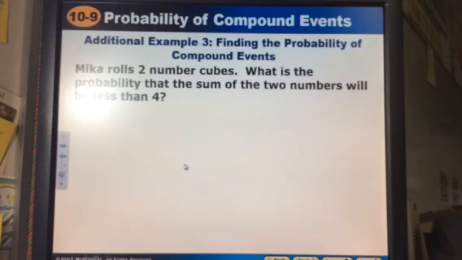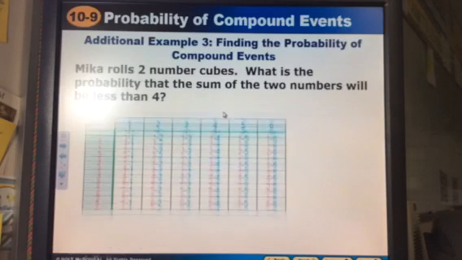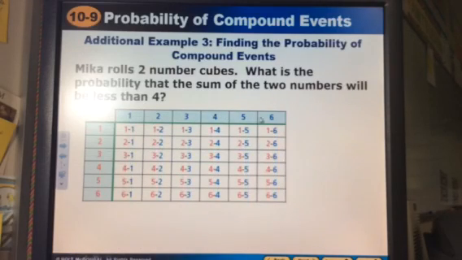We've got Micah rolls 2 number cubes. What's the probability that the sum of the 2 numbers will be less than 4? It doesn't say, but I would use a table here. If you use a table, you can see that we've got 1 through 6 possibilities when you roll the first cube, and 1 through 6 possibilities for the second. And then here's all the outcomes. There's 36 of them. Wait a minute, let me think about this. Yeah, order's important because you have 2 different cubes.